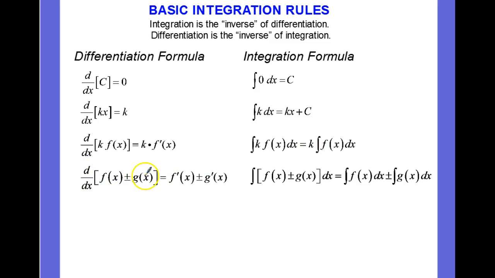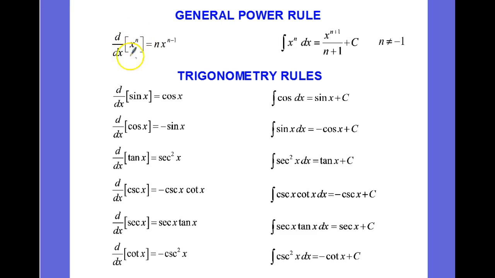The derivative of a sum or difference of functions is equal to the sum or difference of the derivatives. Likewise, the integral of a sum or difference of functions is equal to the sum or difference of the integrals. Here is the power rule. Power times base down 1, and you can see that the integral rule is undoing this, with sometimes constraints on the domain. And then we've got the trigonometry rules in reverse for integration.